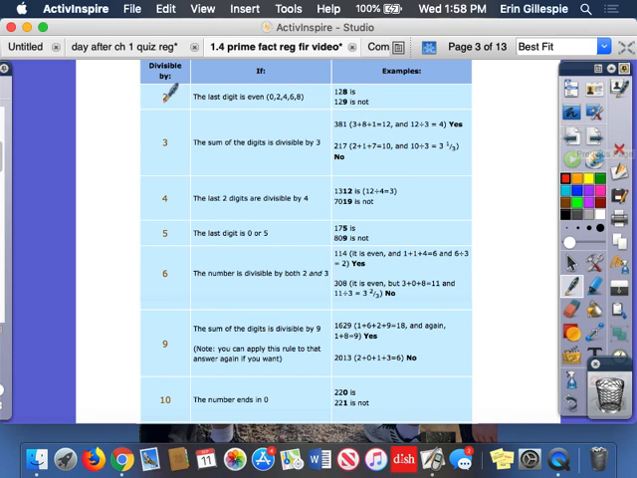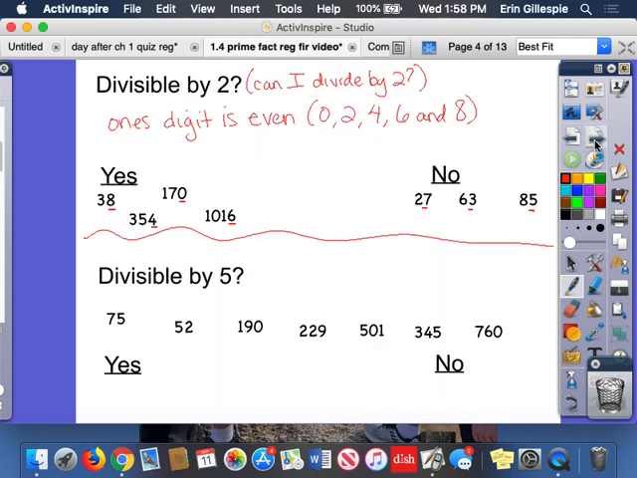So if we look here, divisible by 2: the last digit is even. They give you some examples. 128 is divisible by 2. They have bolded the 8 because that's the part you need to look at. 129 is not, okay? So that's divisible by 2.